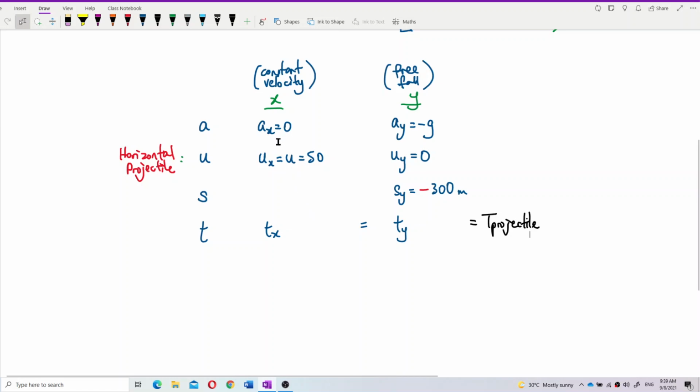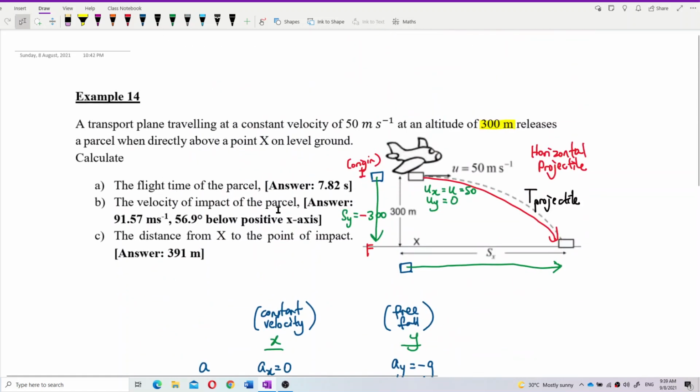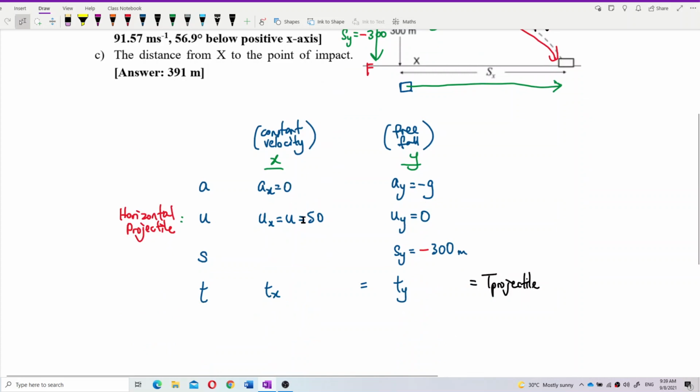Which component has enough information or more information to help us get the time? Which one? This one only has 2, this one has 3. This one has 2 information, this one has 3 information. Of course, we always need 3 information to get the one unknown, isn't it? So we use the y component, more suitable, to find the ty. Then only we can get the time of projectile.